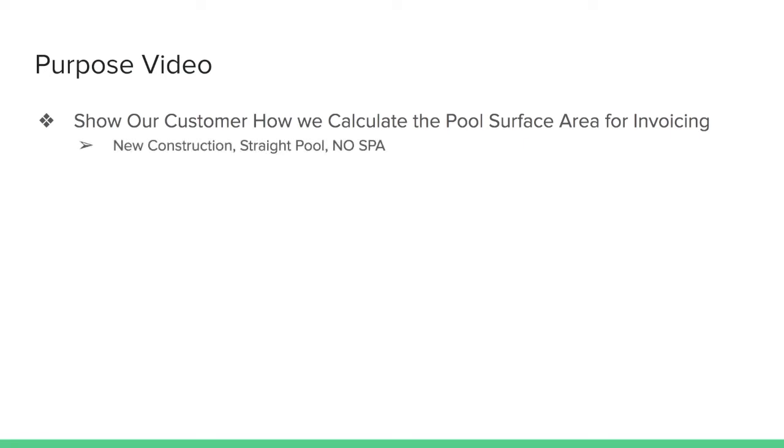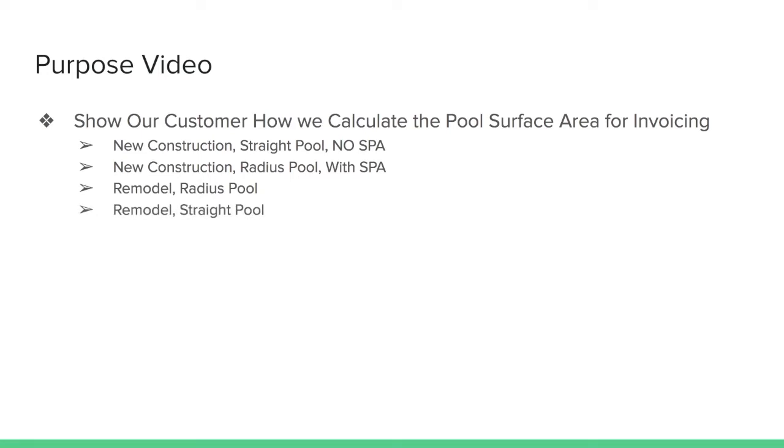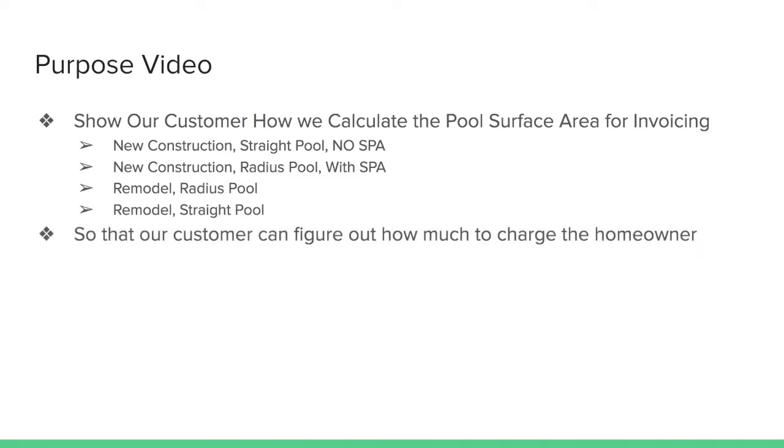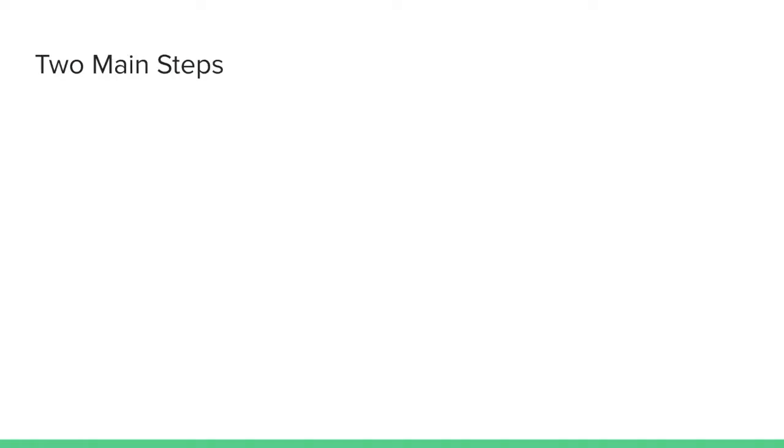First example is new construction with a straight pool. We'll have a new construction with radius pool, a remodel with radius, and a remodel with a straight pool. Those will be the four examples that we'll go over. And once this video is over, you will be able to calculate the cost of plastering a pool if you use Esparza. We break it down into two main steps.